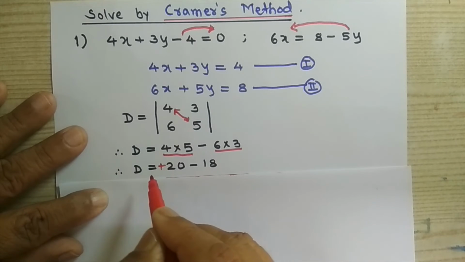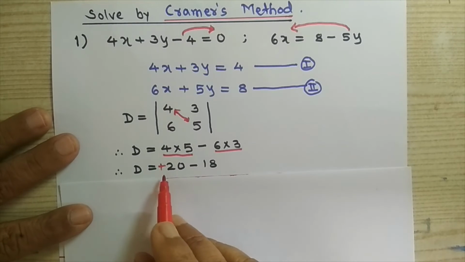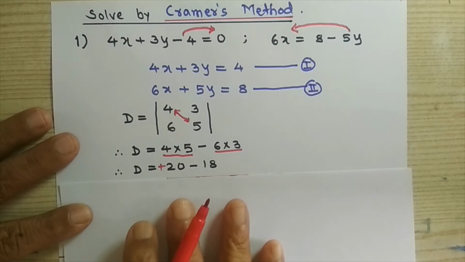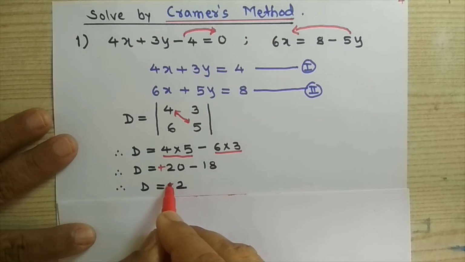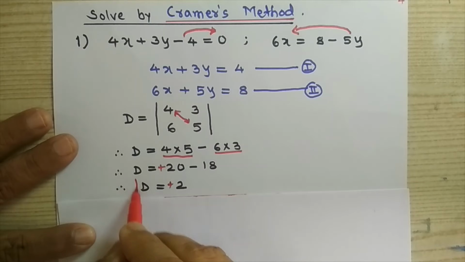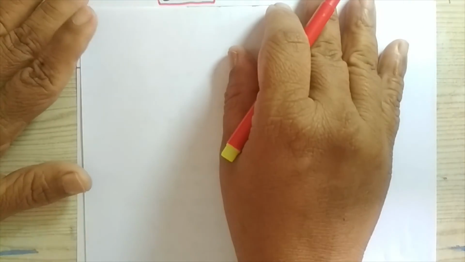Its sign here is plus. Different signs are there. Therefore, we have to write the sign of the larger number and find the difference between these two. This difference will be 2 and the sign will be plus. This is the value of determinant D. Now we have to go ahead.